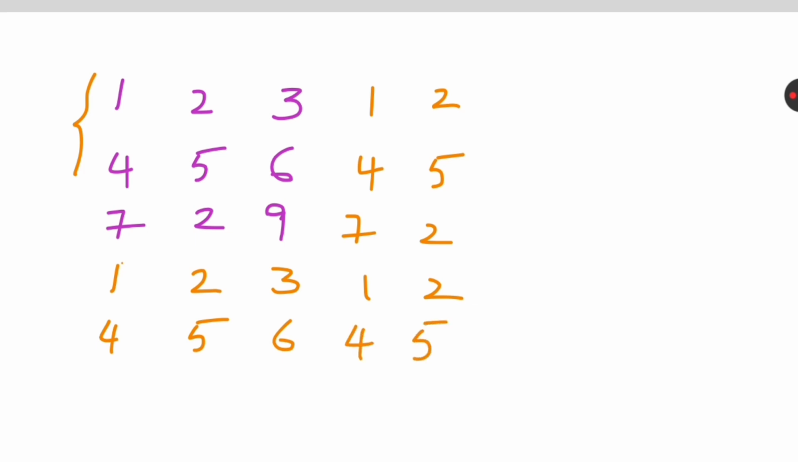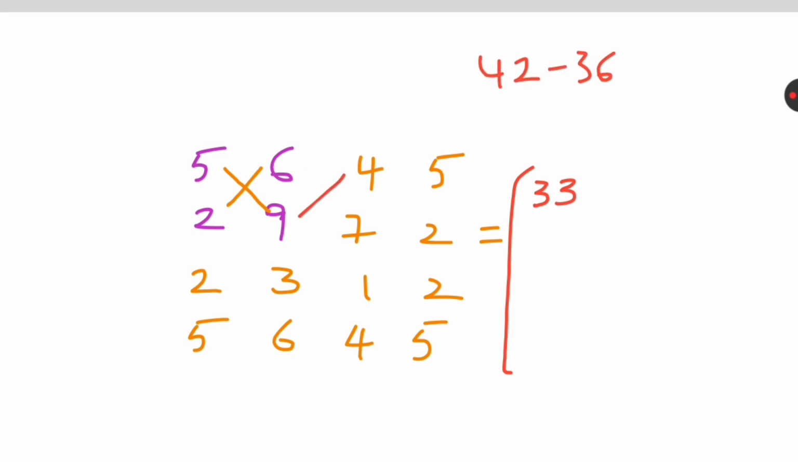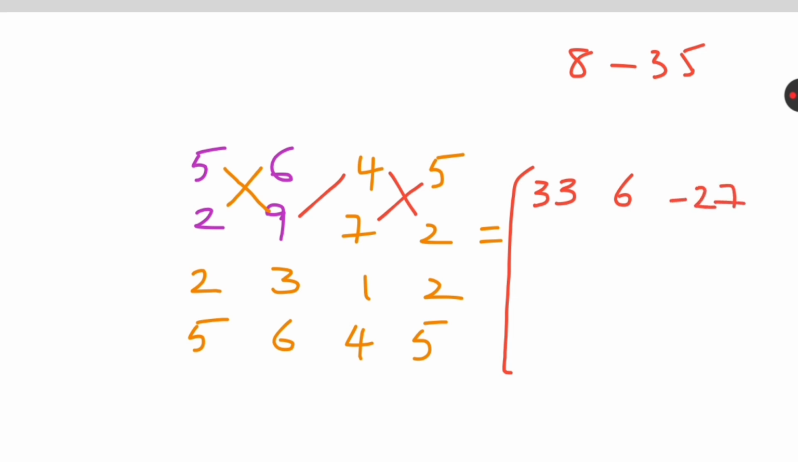Now you need to do multiplication. For that you need to cancel the first row and first column. You can erase it. You simply do this multiplication. 9 times 5 is 45, minus 12, which gives 33. 6 times 7 is 42, 9 times 4 is 36, 42 minus 36 which gives only 6. 4 times 2 is 8 minus 7 times 5 is 35. So 8 minus 35 which gives minus 27. That is your first row.